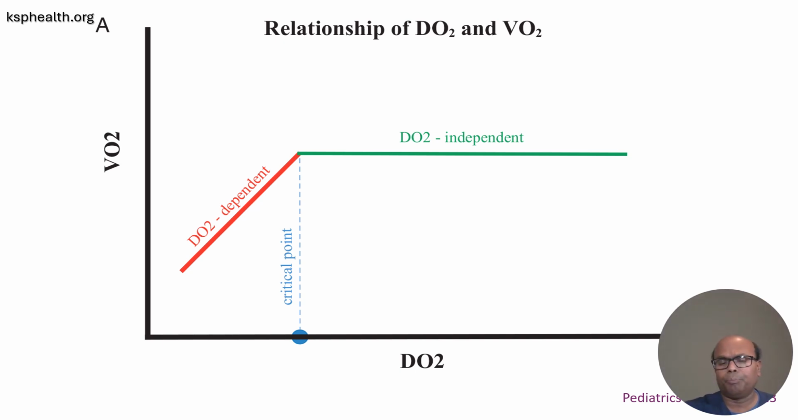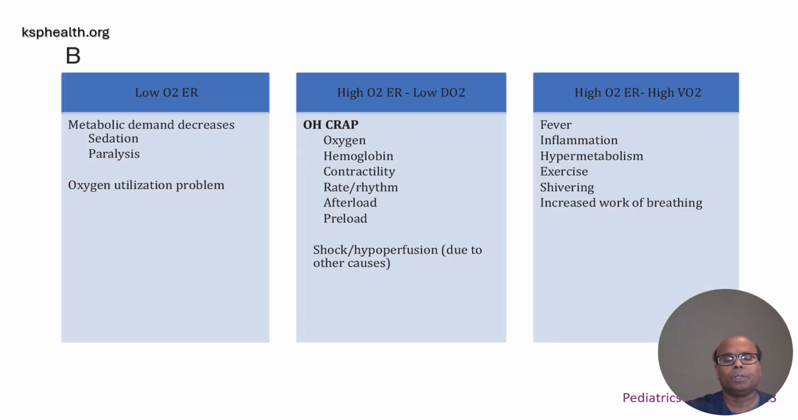But in disease states, oxygen consumption will become oxygen delivery dependent. That particular point is called the critical point. It could be because of many reasons. Most of the time, oxygen delivery becomes less than the oxygen consumption. There are states where low oxygen extraction happens, especially when you sedate and paralyze the patient. It reduces the oxygen extraction ratio.